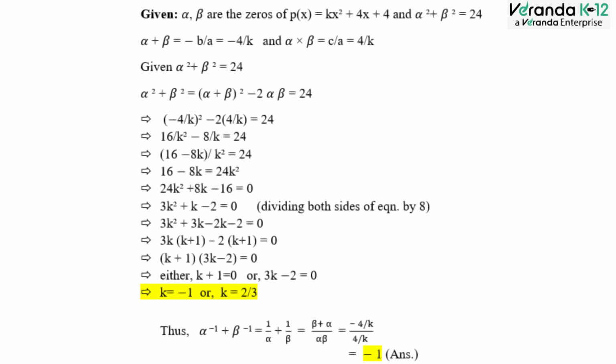Now alpha inverse plus beta inverse is nothing but 1 by alpha plus 1 by beta. Taking the LCM as alpha beta, in the numerator we get beta plus alpha. We already know our alpha plus beta and alpha into beta values. We have seen above, and then we will substitute them. Minus 4 by k divided by 4 by k comes to minus 1. So this is the way we have to do these sums.